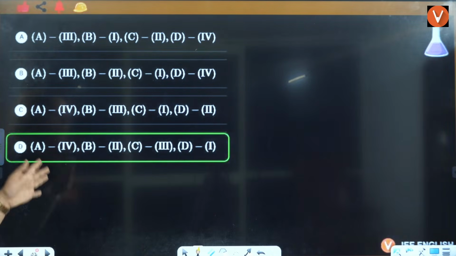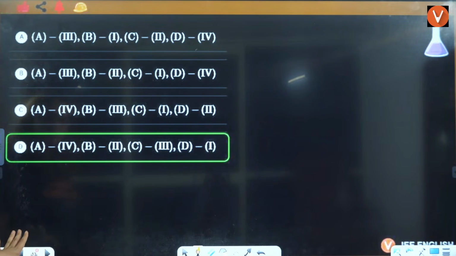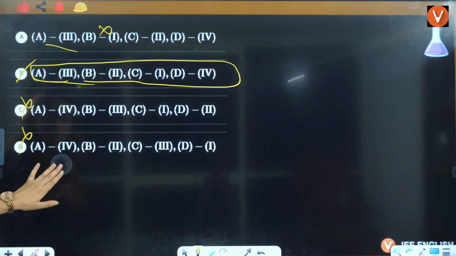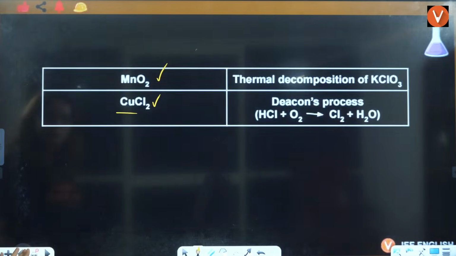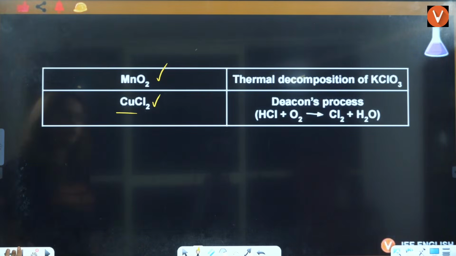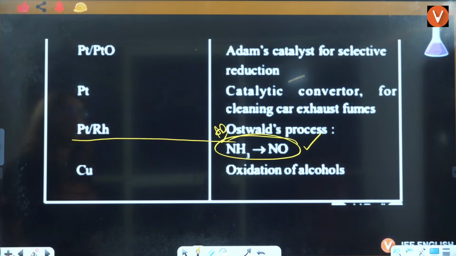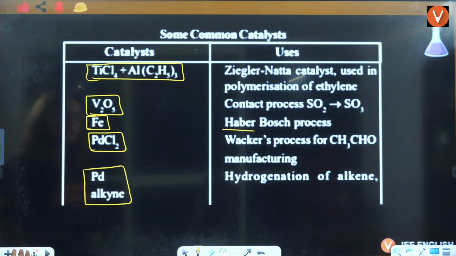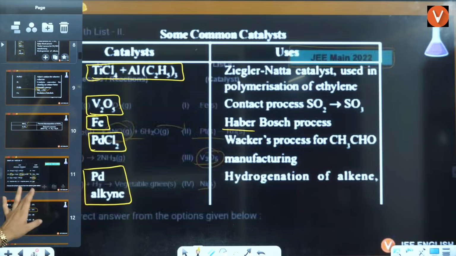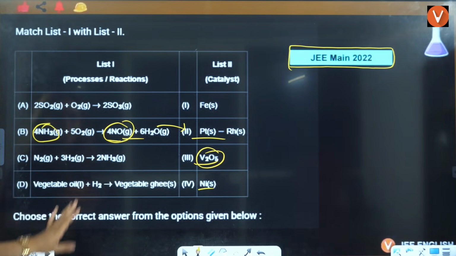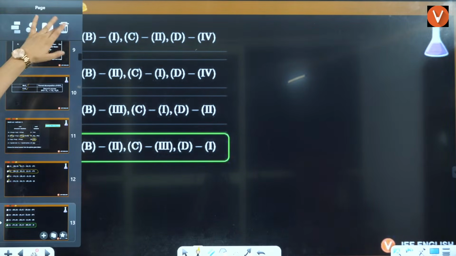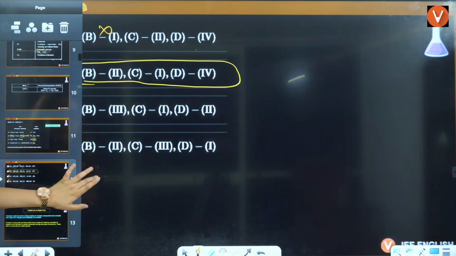Wait a minute, why is A 4? Wait a minute, guys. No. Contact process, you have V2O5, right? So A should be 3, not 4. A should be 3, B should be 2. So here it is not 4. The answer is B.